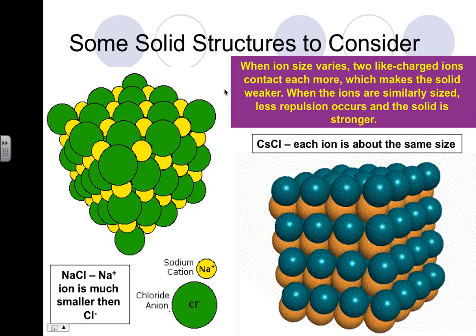Interesting. Okay, well, let's read in the purple. When ion size varies, 2 like-charged ions contact each other more, which makes a solid weaker. Okay, stop there and look over here. Do you see how these 2 greens, which are chlorines, are actually in contact with each other? Whereas here, there isn't as much contact between the blues. And that is possible because the smallness of the sodium is going to bring the chlorides a lot closer to each other, where here there's going to be more space. So it says when ions are similarly sized, less repulsion occurs and the solid is actually stronger.